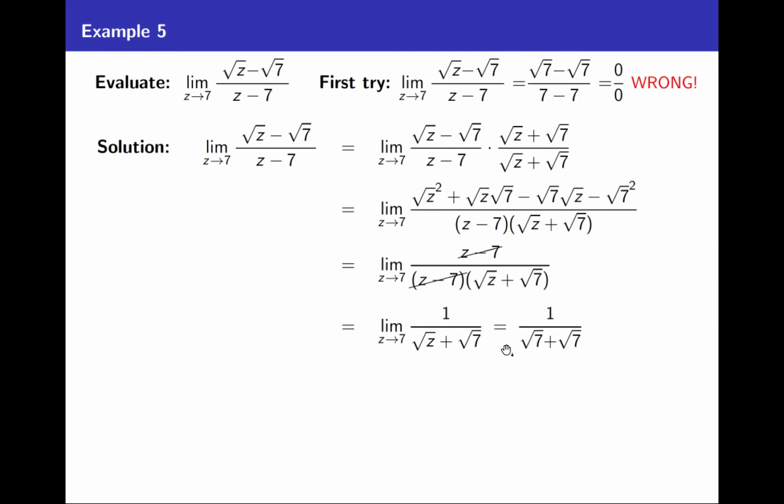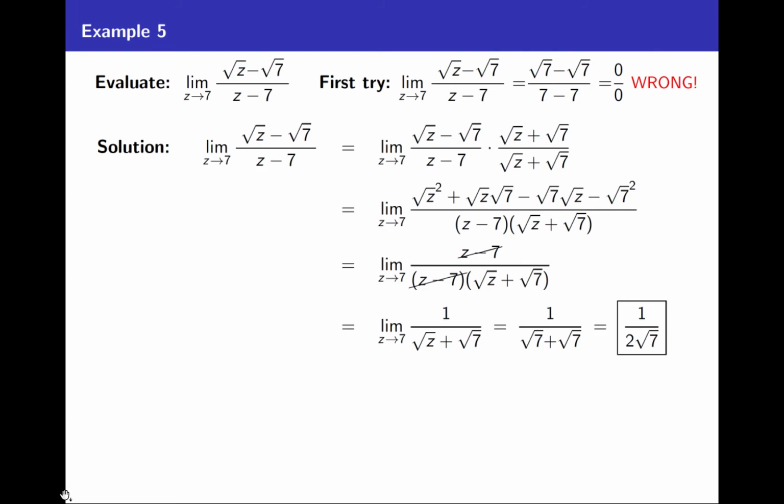And working out the limit of the top divided by the limit of the bottom, we get 1 over the square root of 7 plus the square root of 7, which is 1 over 2 square root of 7. So there's our answer. So be on the lookout for where you can apply this conjugate trick to limits involving differences of radicals. It very often works.